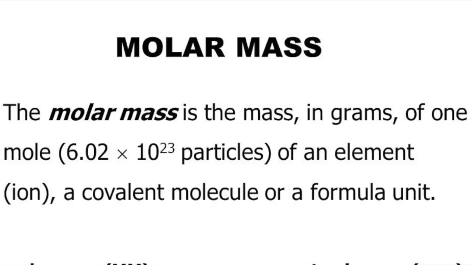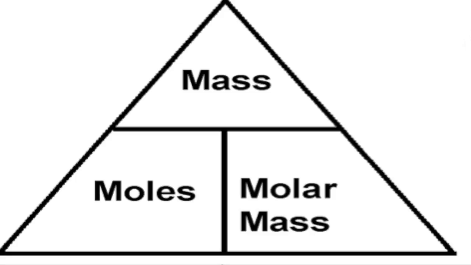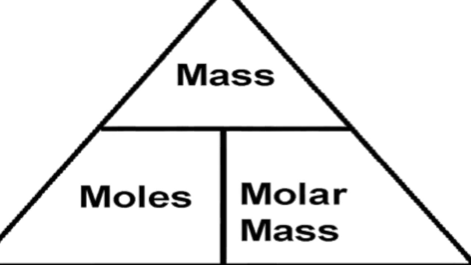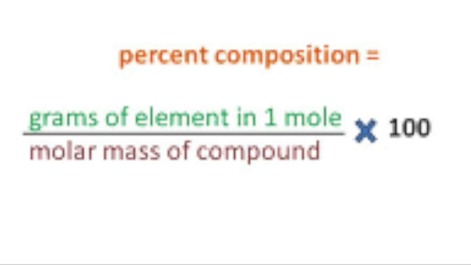1 mole of a substance is 6.022 times 10 to the power of 23. The molar mass is the mass of the substance divided by the amount of substance. To find the percent composition of an element, simply take the mass of the element divided by the mass of the entire compound and multiply by 100.